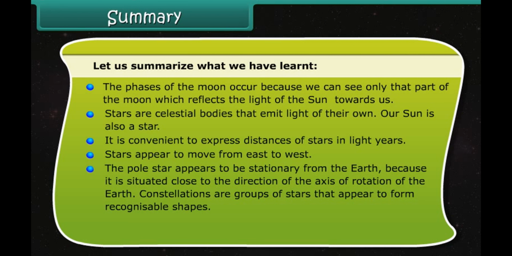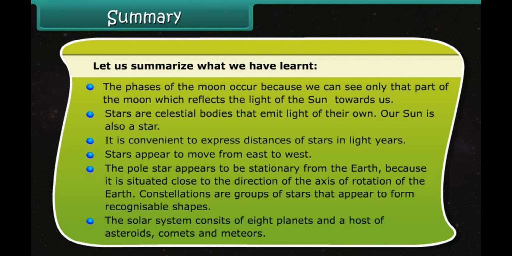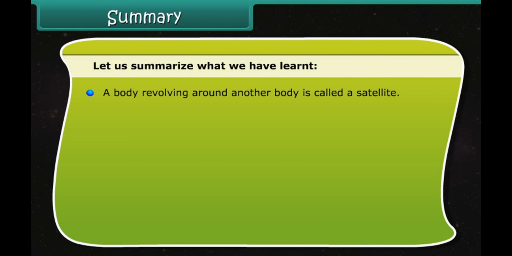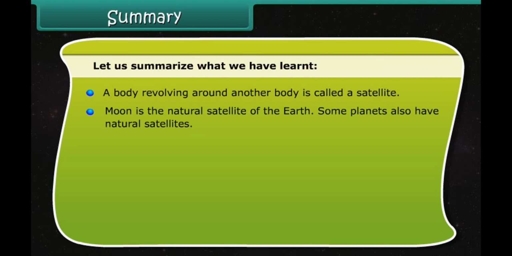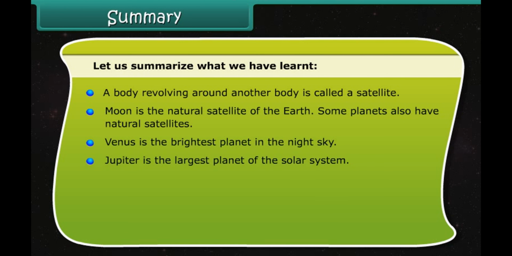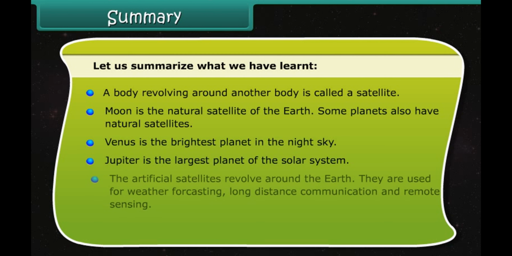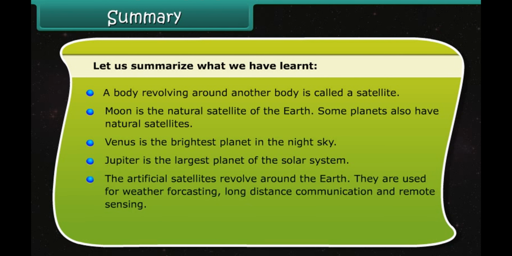Constellations are a group of stars that appear to form recognizable shapes. The solar system consists of 8 planets and a host of asteroids, comets, and meteors. A body revolving around another body is called a satellite. Moon is the natural satellite of the Earth. Some planets also have natural satellites. Venus is the brightest planet in the night sky. Jupiter is the largest planet of the solar system. The artificial satellites revolve around the Earth. They are used for weather forecasting, long-distance communication, and remote sensing.